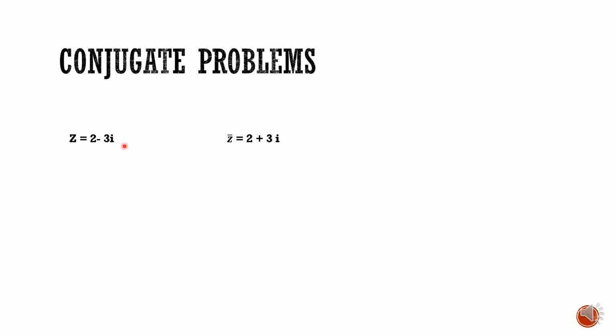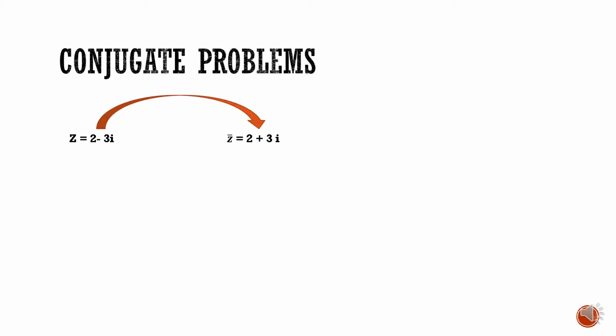Let us do some problems on conjugation. z is equal to 2 minus 3i. It is a complex number. Now let us try to convert this into its conjugate. That is, z bar is equal to 2 plus 3i. What we have to do is just change the sign of the imaginary part. Sign of the imaginary part alone is changed, and we have done nothing with the real part.